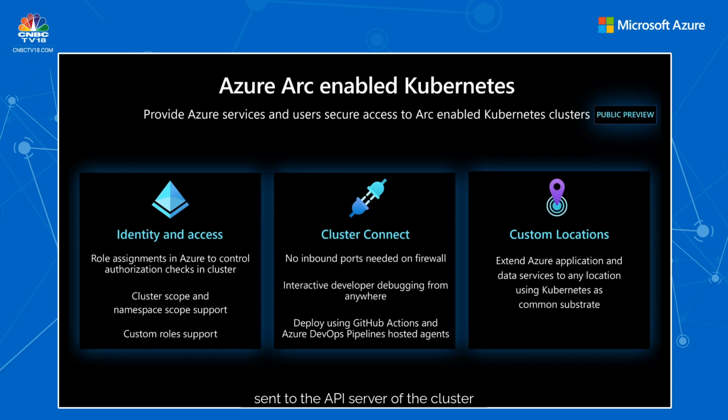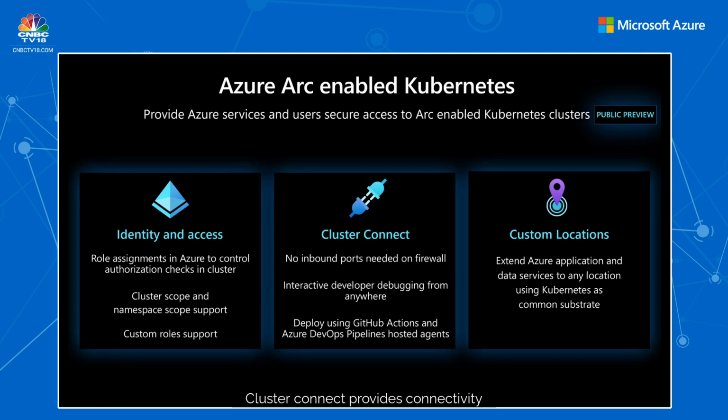Any request sent to the API server of the cluster is checked with the Azure Authorization Service to see if the entity making the request, be it a user or service principal, is allowed to access the resource of concern. This feature allows for a single place of audit on all the role assignments made on any resource within any of the Arc-enabled Kubernetes clusters.